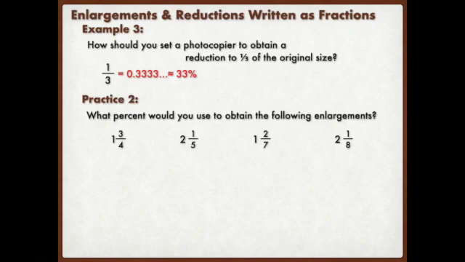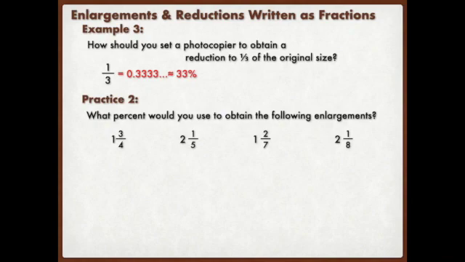So I'm going to divide 4 into 7, and that's going to give me my decimal, and then I'm going to move it 2 places to the right to give me my percentage. So go ahead, pause this, and try and do these 4, and then check your work.